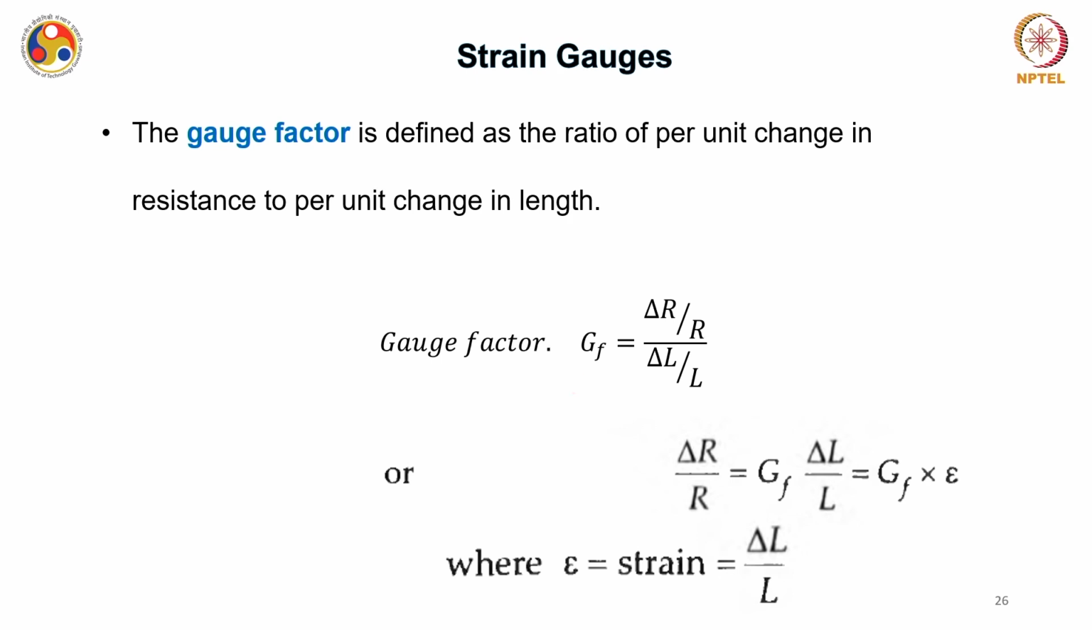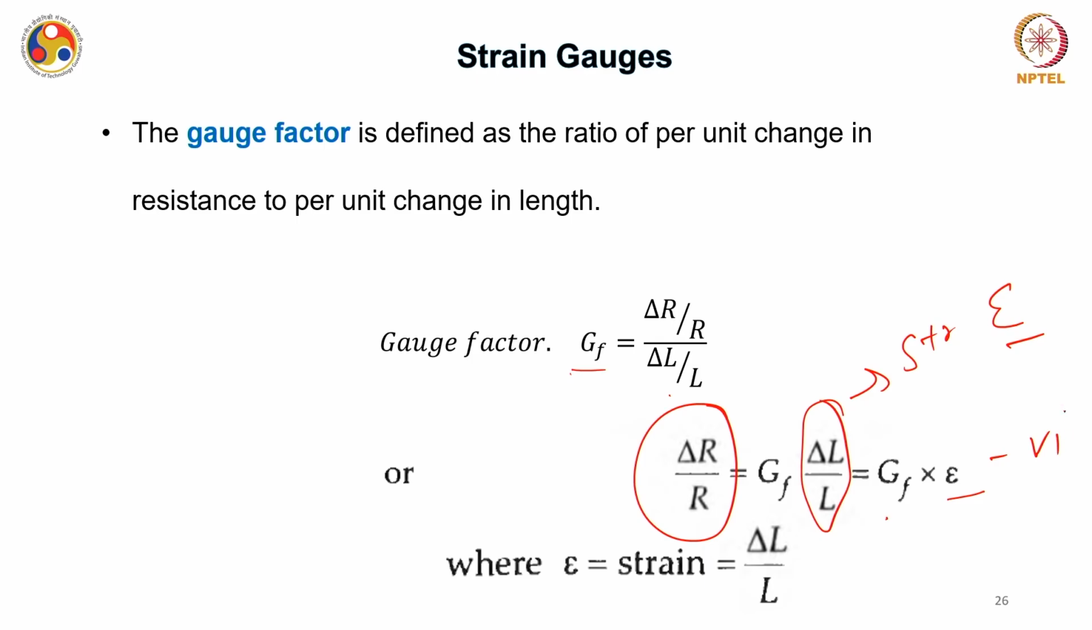So the gauge factor GF is equal to (del R by R) divided by (del L by L), or del R by R is equal to GF into del L by L. Now this was the strain, and if I denote the strain by epsilon, then the change in resistance, del R by R, is equal to the gauge factor into the strain. So the per unit change in resistance is equal to the gauge factor into the strain value.